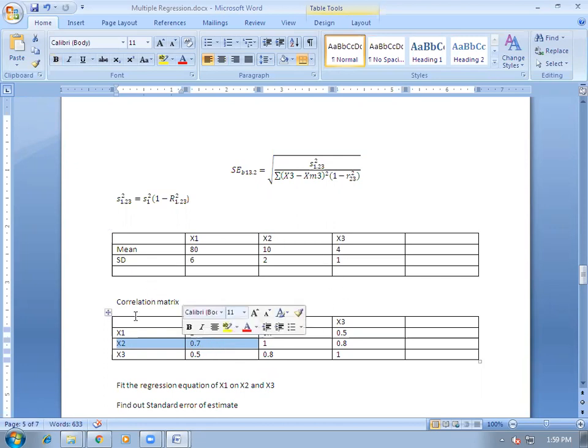From these values, we can fit the regression equation of x1 on x2 and x3. This I have already explained.